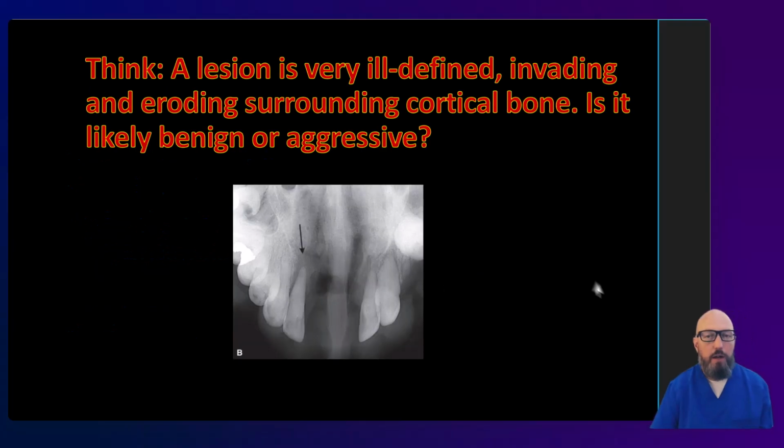All right, another thought question for you. You have a very ill-defined, invasive, eroding lesion. It's been eroding the surrounding cortical bone. Is that likely to be benign or malignant or aggressive? Yeah, aggressive, probably malignant. In this case, there's no sclerotic reaction. There's no bone formation. So I'm going with malignant until proven otherwise.